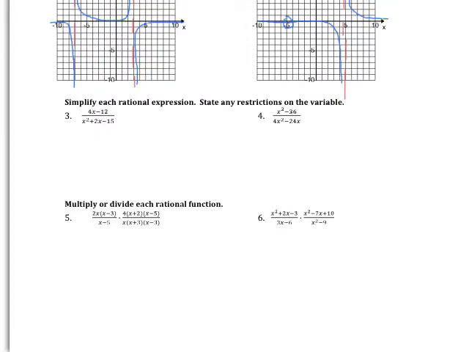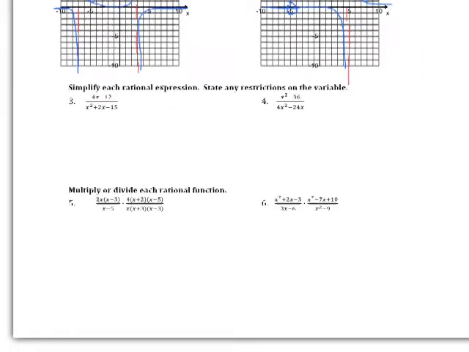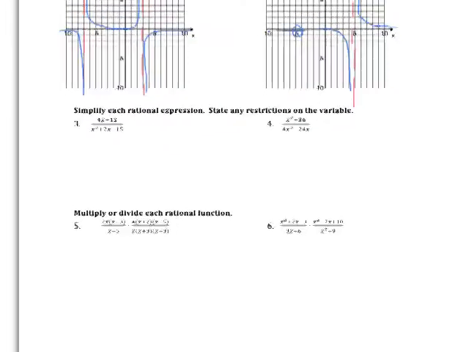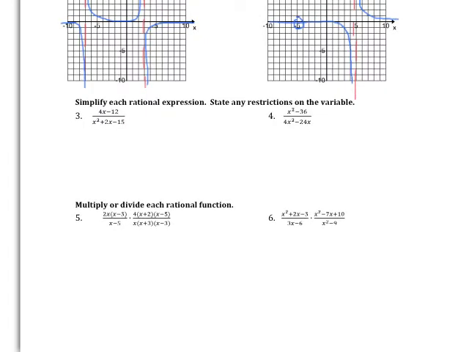Number 3 and number 4, we need to simplify and state any restrictions on the variable. So what we can do is try to factor the top and bottom. The top of that is a GCF factoring. I can divide 4 and 12 both by 4. So I factor that out. So I get 4 times x minus 3. So that's what the top of that becomes.